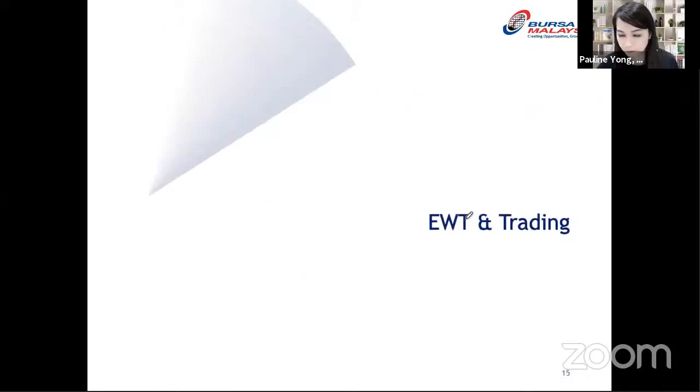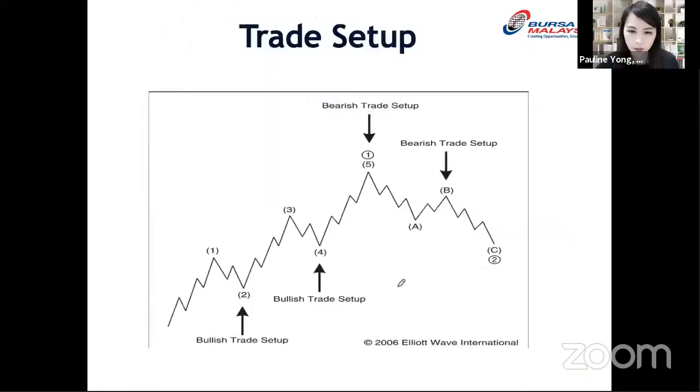Okay, so let's talk about the trade setup. Here we are looking at the counting of the wave: 1, 2, 3, 4, 5, and then A, B, C, and then 1, 2, 3, 4, 5, and then A, B, C. So these are called wave within the wave.